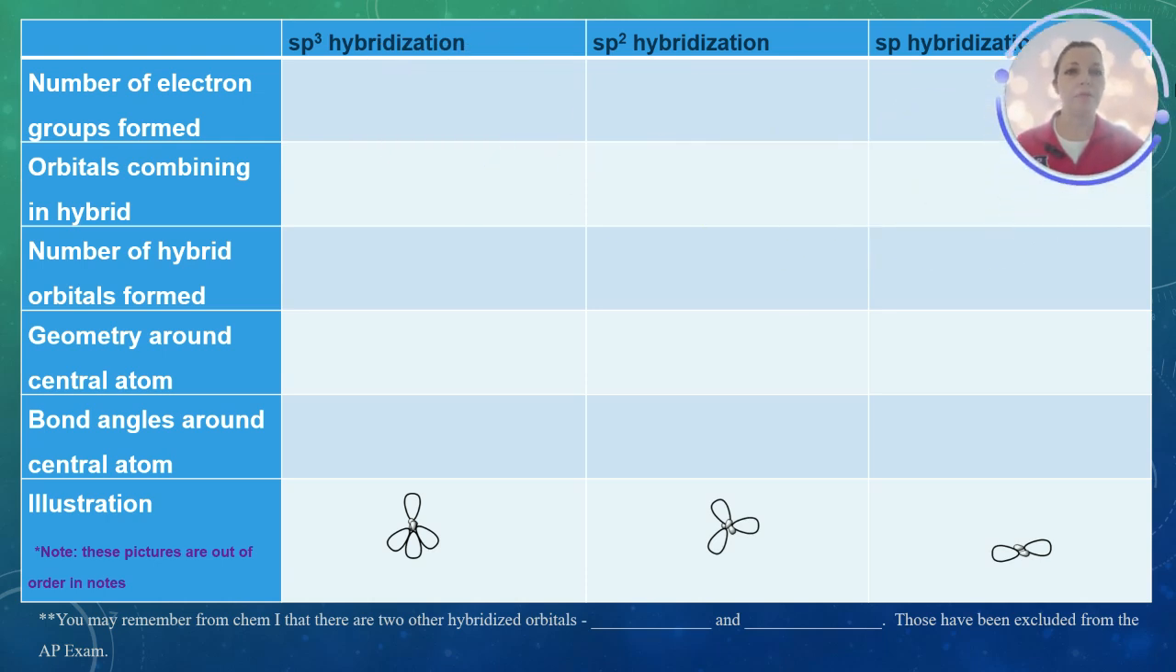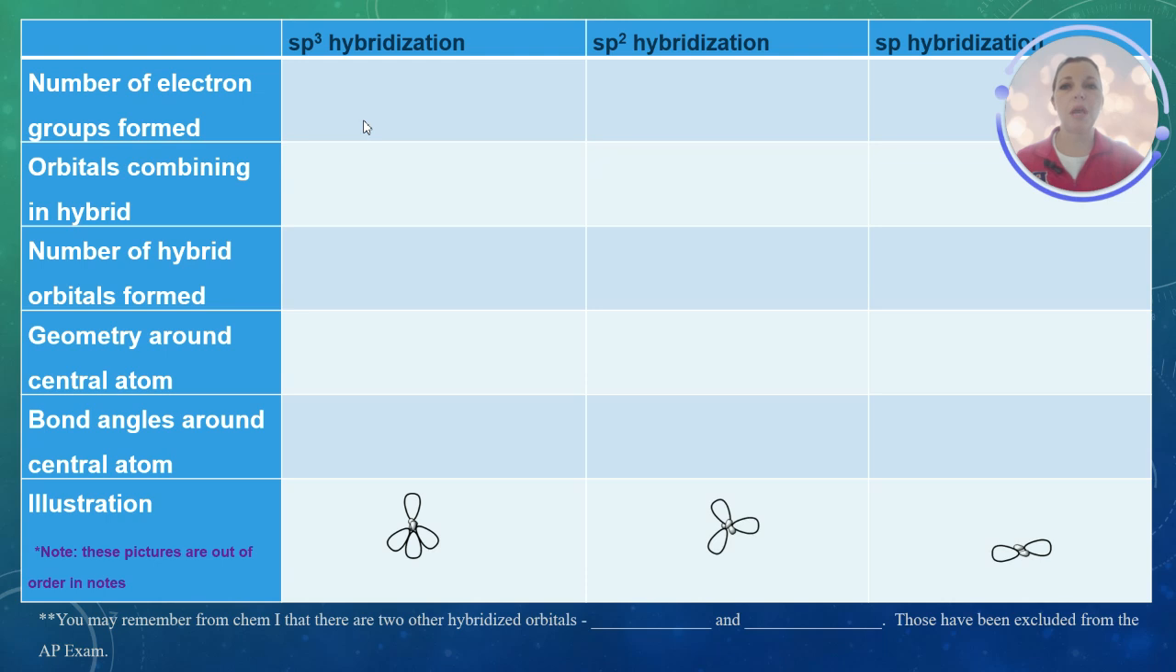Okay, so then let's talk through some of these hybridizations here. So with sp3 hybridization, you have 4 electron groups.